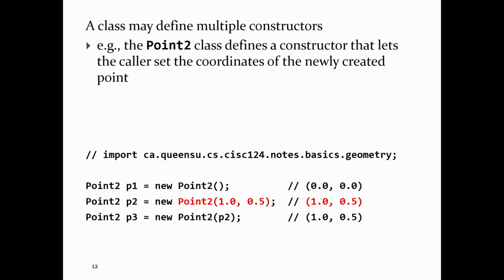And a class can define as many constructors as it wants, subject to some set of rules that aren't important right now. So the third constructor in this class lets the programmer create a point, and they can specify both the x and y coordinates of the created point. Again, how do you know if a class has extra constructors? You have to go look at the documentation for the class.